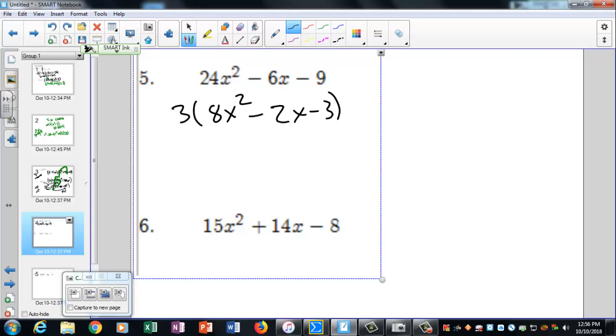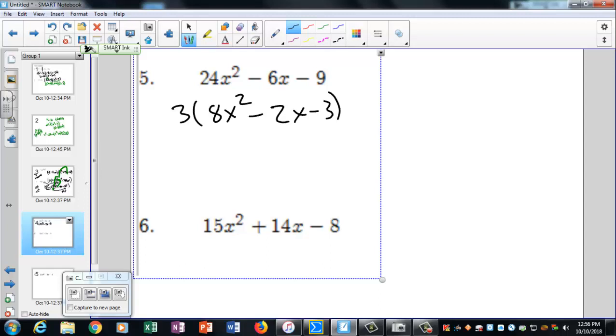Now, if the 8x squared minus 2x minus 3 does not factor anymore, then that's the answer you put in the blank, because you technically have factored it.